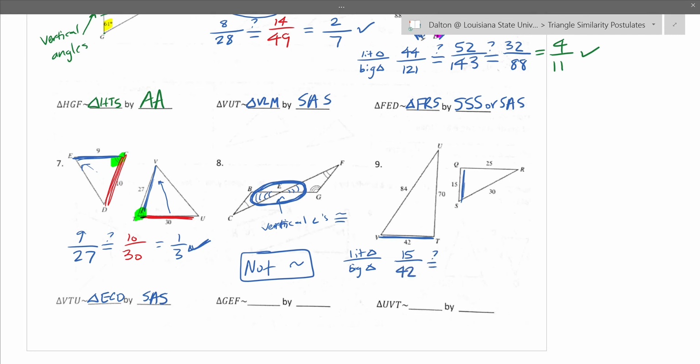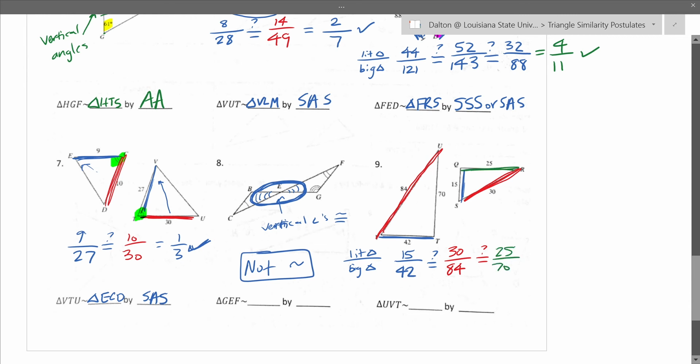Let me pick a different number. Let's pick the biggest one. Let's pick 30. So 30 must correspond to the biggest number. It looks like a hypotenuse, but we don't know if it's a right triangle, of 84. And does that ratio equal the same as the third one? So it's going to be 25 over 70. And if you were to divide those three fractions in your calculator, they would all reduce to 10 over 27.